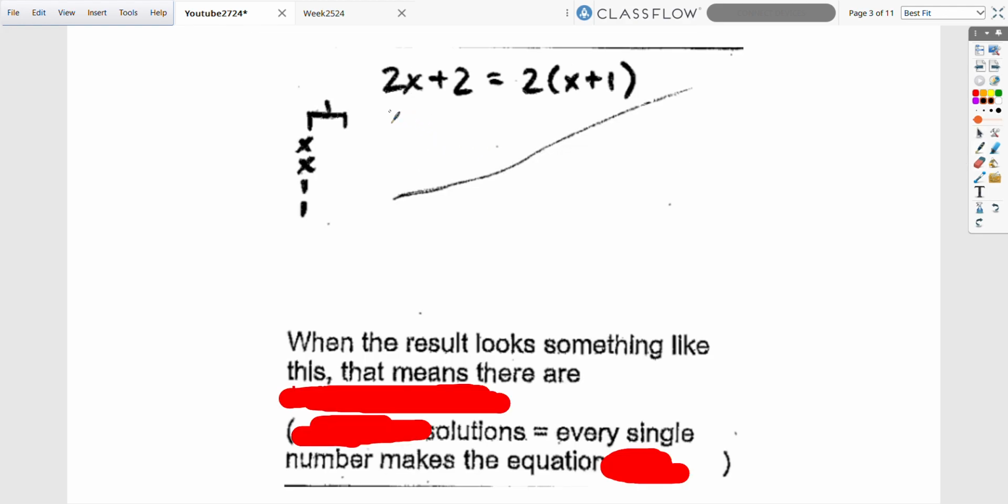What happens when we solve this one? We have 2x plus 2. We have 2 parentheses x plus 1. Let's distribute it to make it look a little nicer. We get 2x plus 2. We rewrite that. Same thing. 2 times x, 2x. 2 times 1, 2. So let's go ahead and draw that part. X, x, 1, 1. So once again, when we look at our scale here, these are exactly the same.